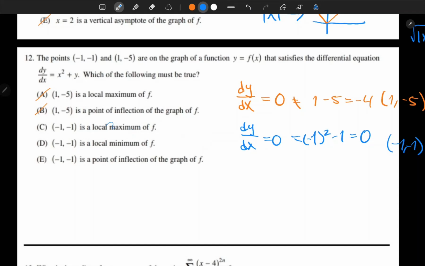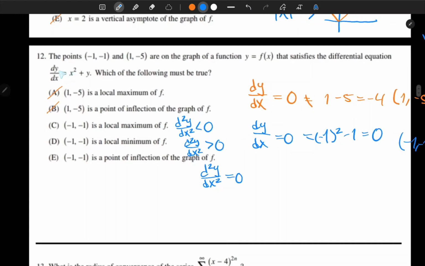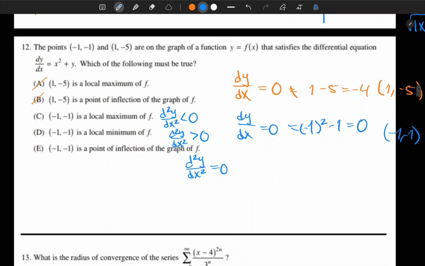Well, a local maximum is satisfied when d²y/dx² is less than 0, because d²y/dx² less than 0 means it's concave down. So it looks like this, meaning this point here is a local maximum. Similarly, d²y/dx² is greater than 0 for a local minimum. And finally, for a point of inflection, d²y/dx² is equal to 0. So we just have to compute d²y/dx² and then plug in (-1, -1), and see which of these cases is satisfied.